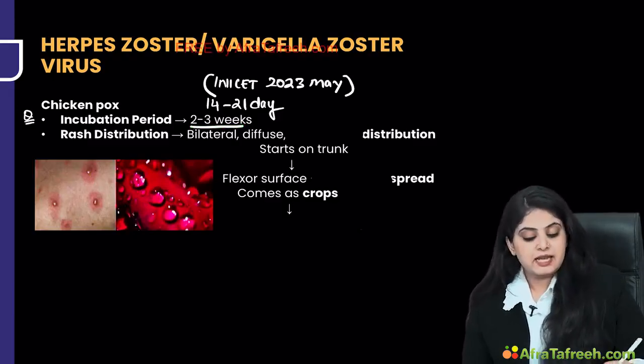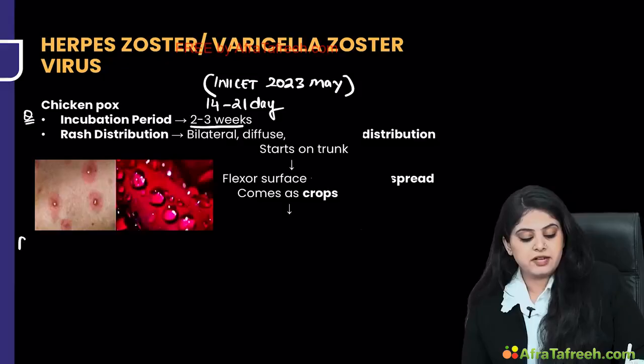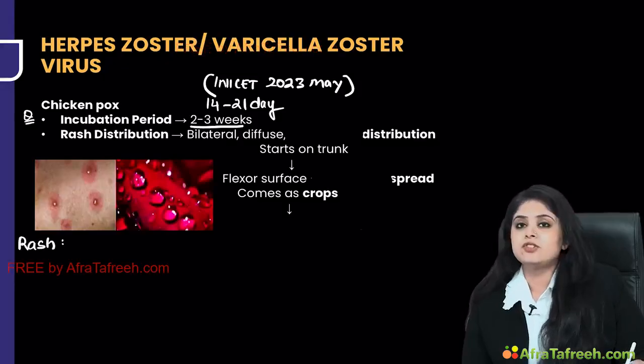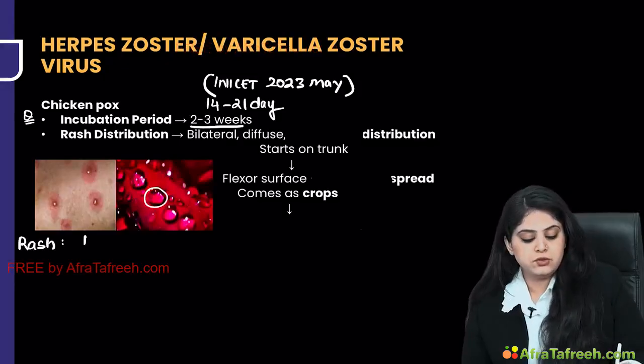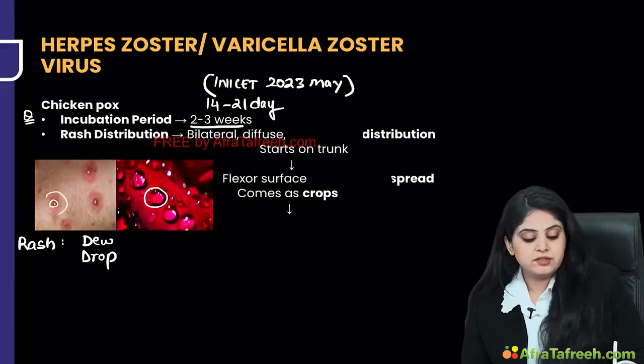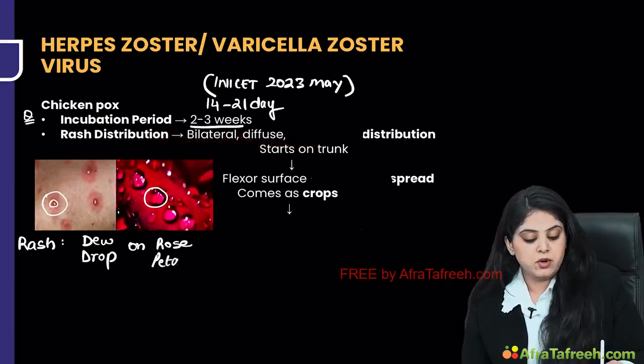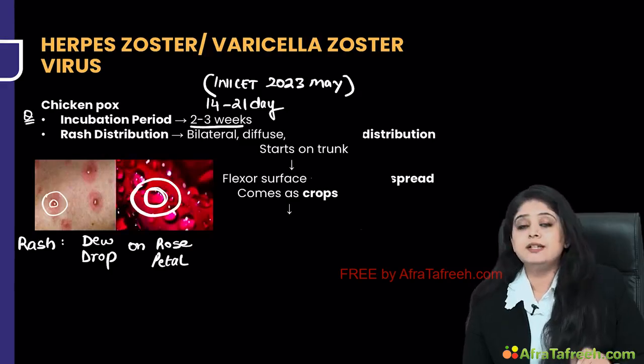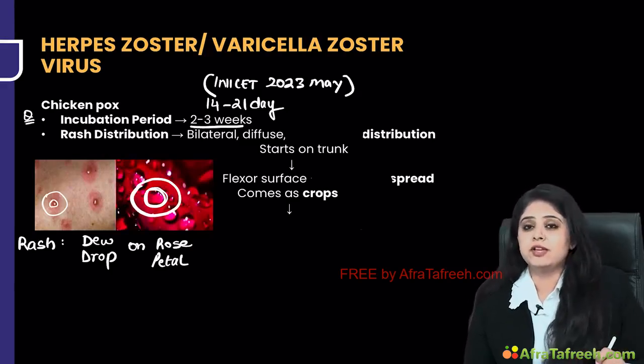Then, all of us know there is a rash in chickenpox, and that rash looks as if there is a dewdrop. So number one, it is a dewdrop, and around it there is a reddish base, an erythematous base, that looks like a rose petal. This is known as a dewdrop on a rose petal. Can you all see the dewdrop and then the red rose petal? That is the description of the chickenpox rash.